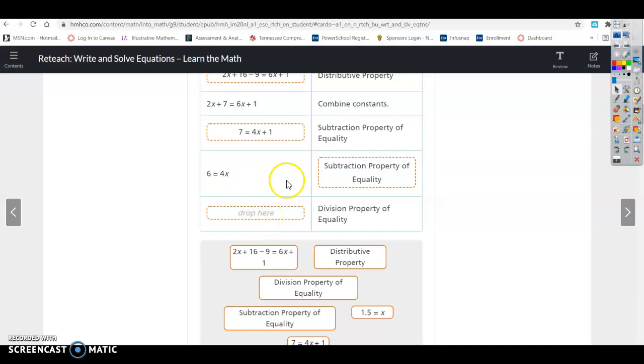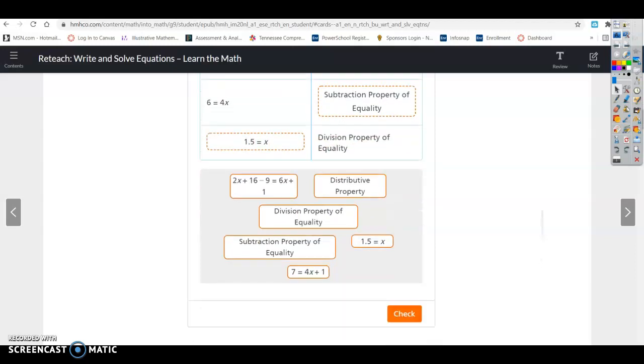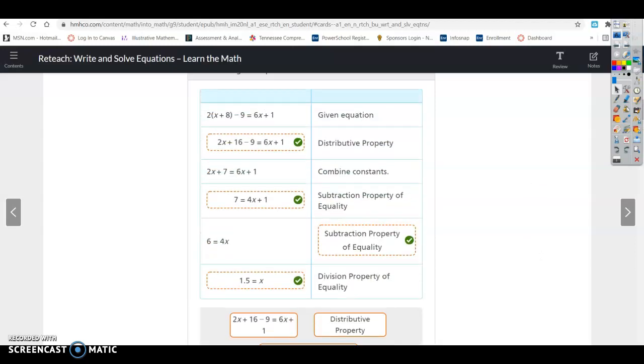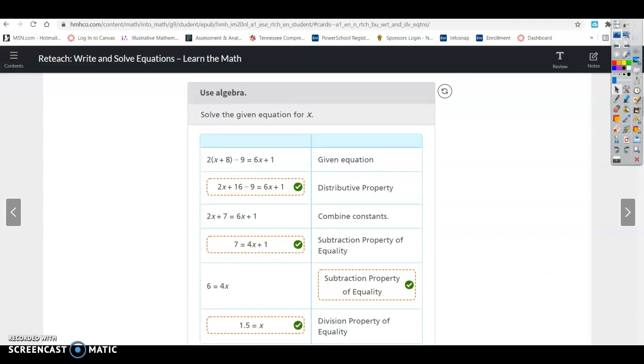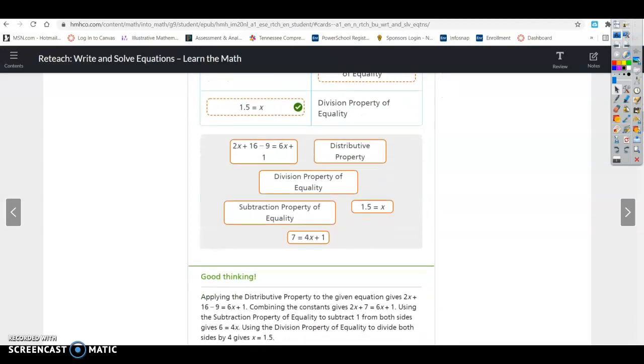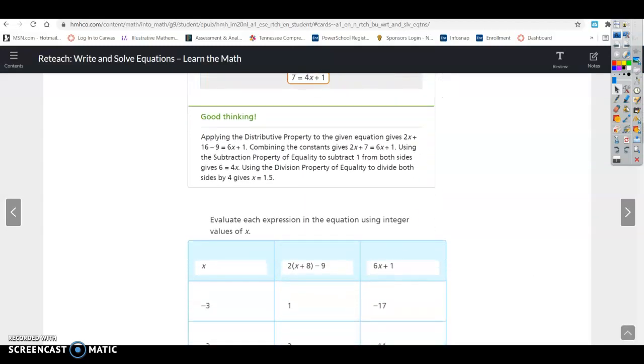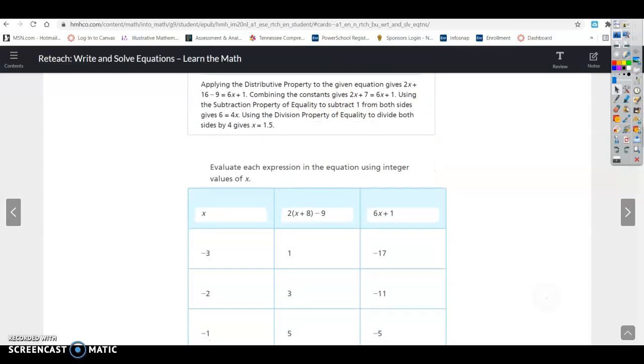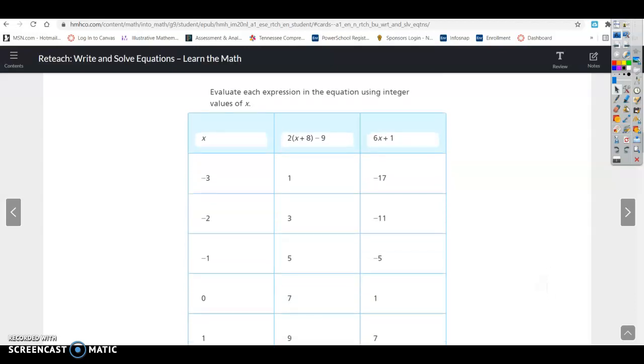All right, and then the next thing we're going to do is divide both sides by 4, because we're still trying to get that x by itself, and that leaves us 1.5 equals x. And then you can hit check, and it will tell you if you got them correct. It also goes through a little explanation here, so if you want to go back and check what the different properties are, they're in your textbook, and that's a good thing to review.